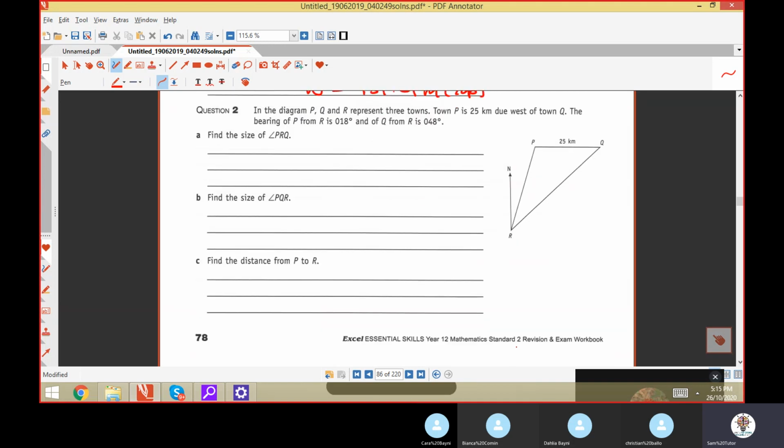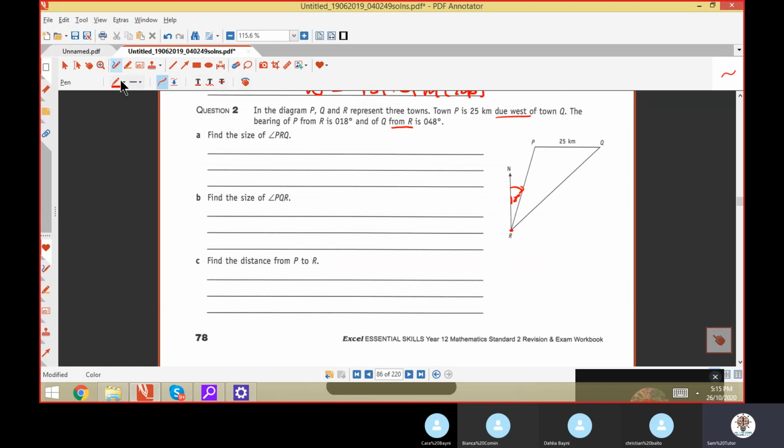All right, let's do these questions again, okay? So in the diagram, PQR represents 3 towns. Town P is 25 kilometers due west. Now, in the question when it says due west, it literally just means due west. No angle up or angle down. It just goes west of town Q. The bearing of P from R is 18 degrees. So P from R here, if you go all the way, that is 18 degrees in there. And Q from R, it is 48 degrees.